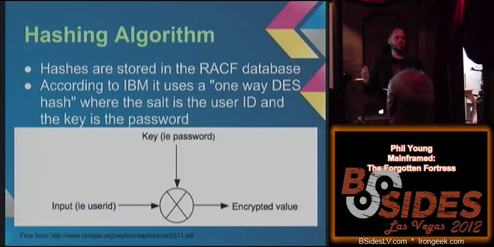Through some other research, someone published a nice little guide. You can't really see it, but it's on cbttape.org. They published a nice little article about it. What they're really doing is they're taking your user ID, that's the salt. They're taking your password and encrypting your user ID with your password, and then storing that encrypted data, I don't want to say hash, but data, in the RACF database, okay?